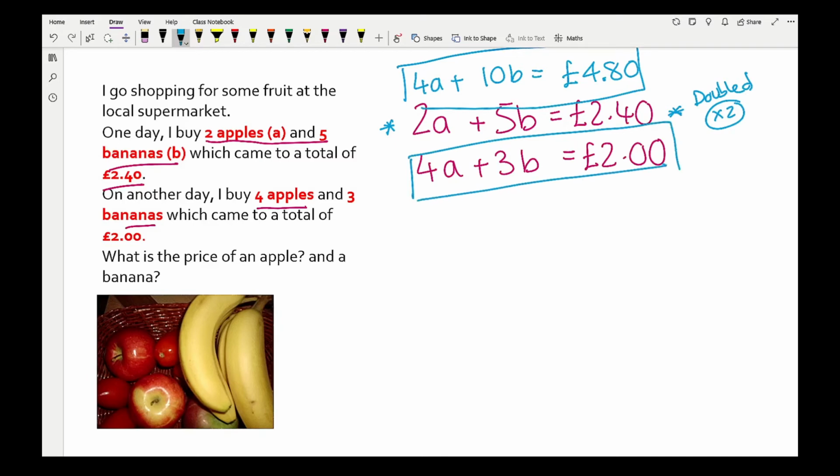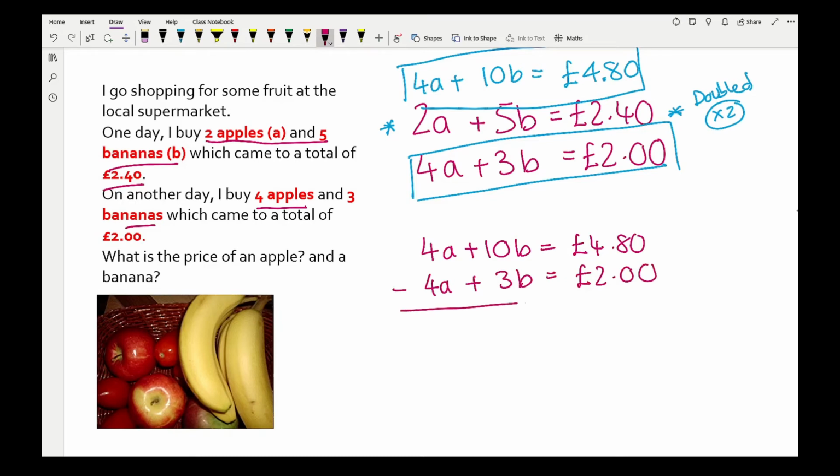So if I just write that a little bit neater, so let's go for this colour here. So here I've got 4 apples and 10 bananas is going to come up to £4.80, and 4 apples and 3 bananas is going to come up to a cost of £2. So now I've got the same number of apples. The difference in the order must reflect the difference in the price.